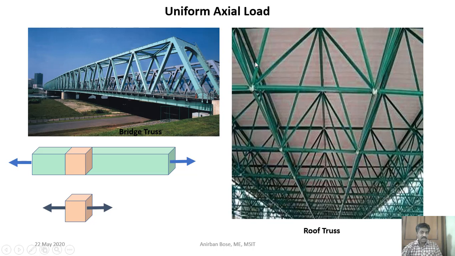That means they are either in tension or in compression. So you can see this particular green member, and this member is a component of the structure. This is a truss member, and this is under either tension or under compression.